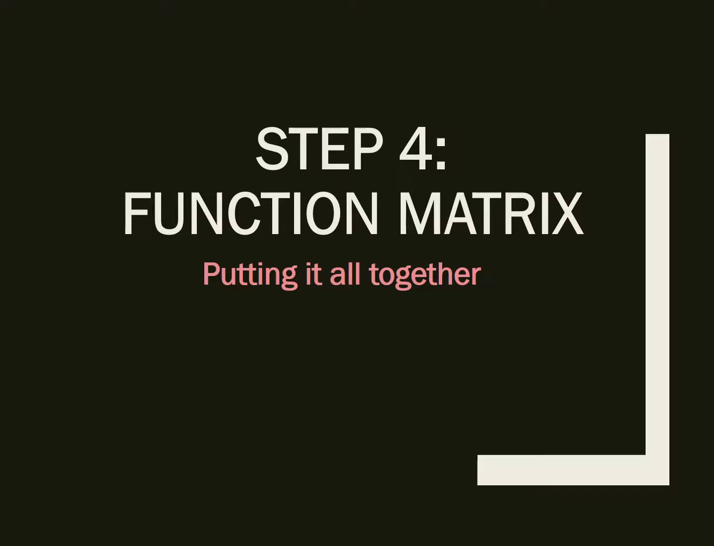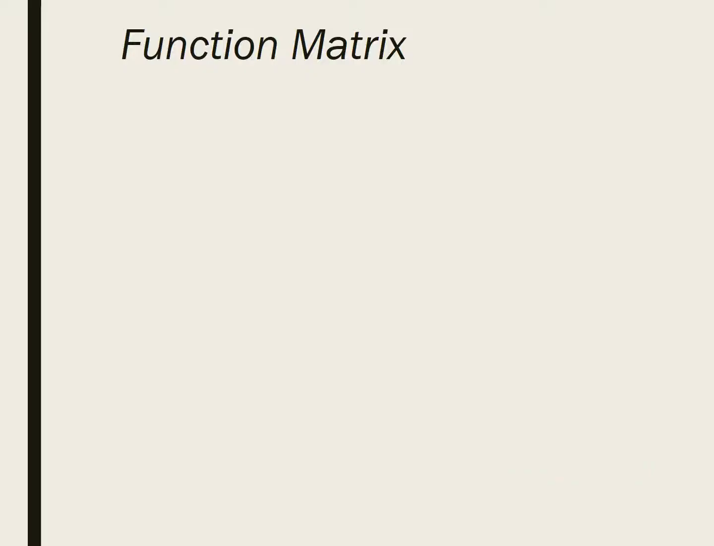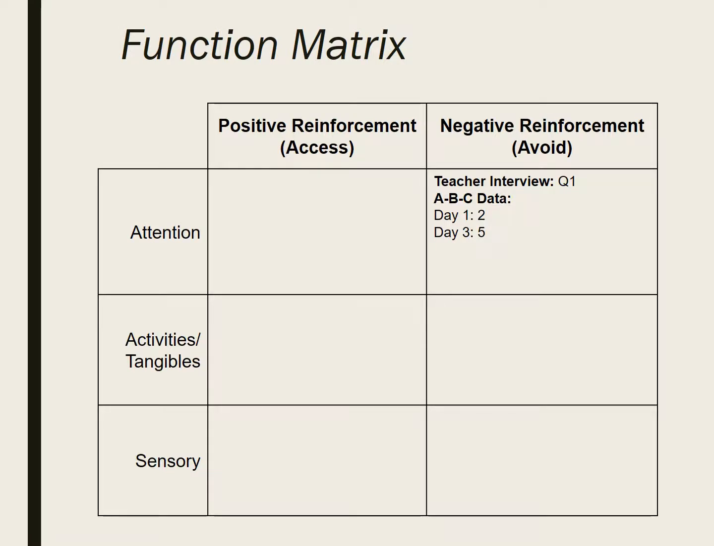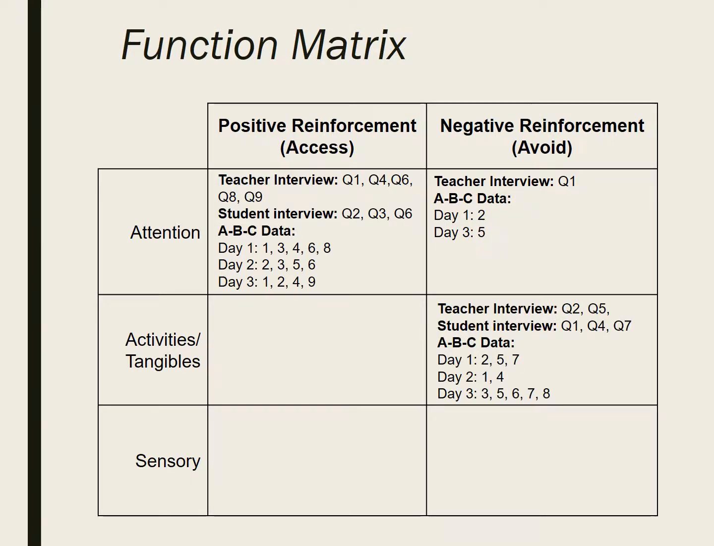Following the teacher interview, the student interview, and the ABC observation, you need to conduct a function matrix. This is where you're going to pull all of the information together to identify some potential functions of behavior. The function matrix is going to have several things included. It's going to have on the top positive reinforcement and negative reinforcement columns. This is where you identify the positive reinforcement, as in what is the student accessing, what are they gaining, versus negative reinforcement, what are they avoiding, what are they getting out of.